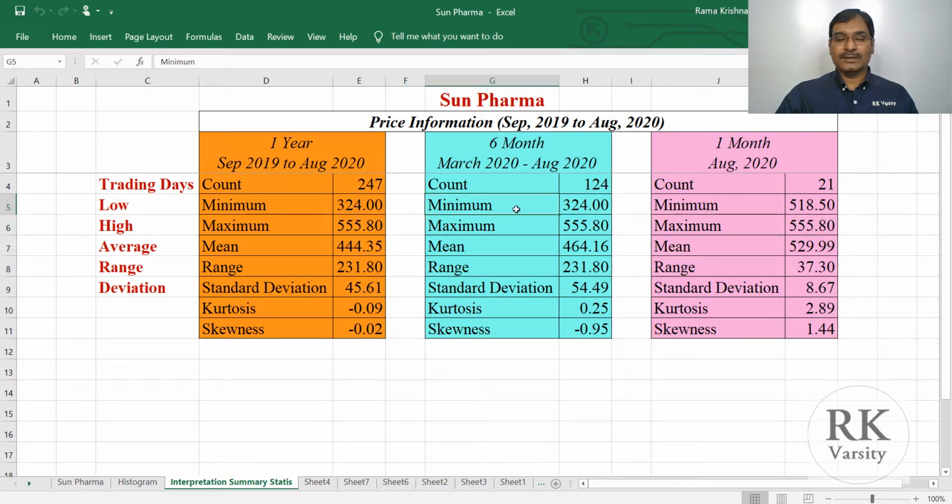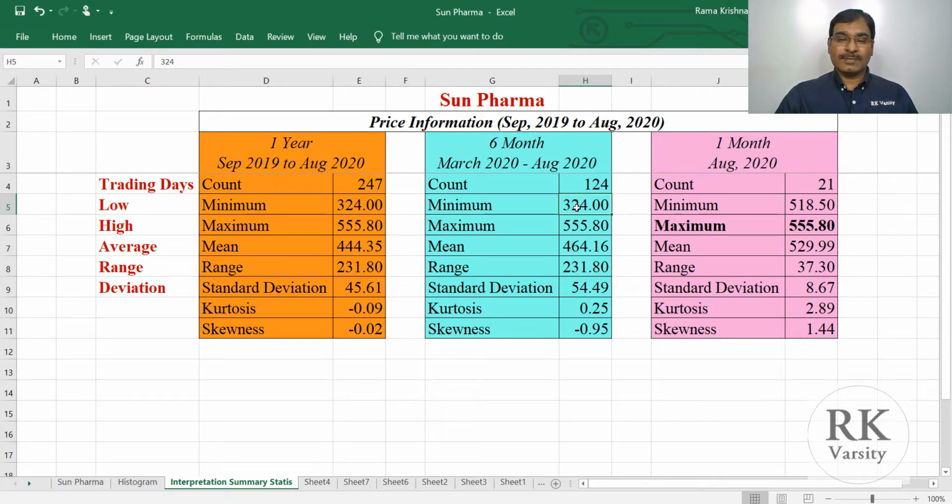But if you observe here, in the 6-month period, the minimum is 324 and the maximum is 525. That means the minimum value which you identified in year 1 did not actually happen early in the year, but in the last 6 months. And if you observe the 1 month, here you see that the maximum is 555.80. That means in the 1 year, the maximum price is attained in the month of August 2020. So in earlier months, it is not the same. And the minimum price was attained during the previous 6 months, that is, March to August 2020.